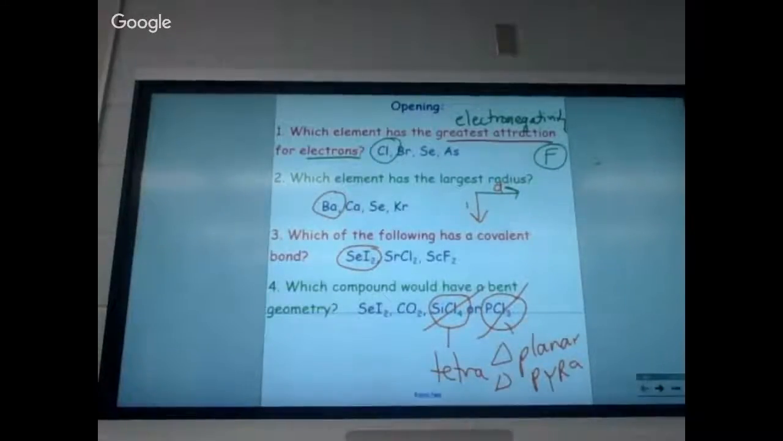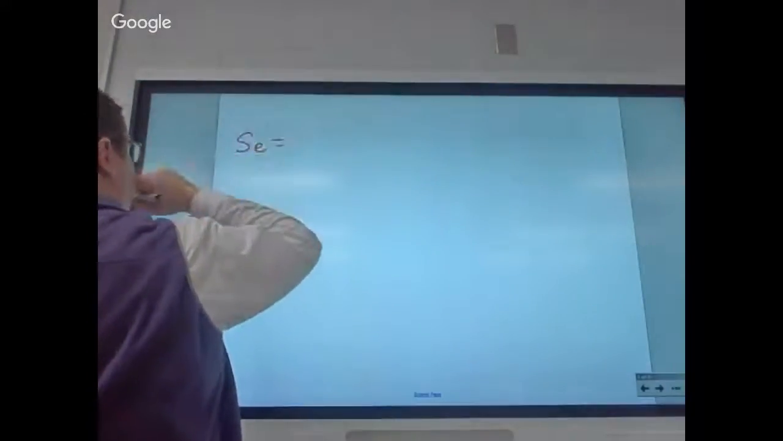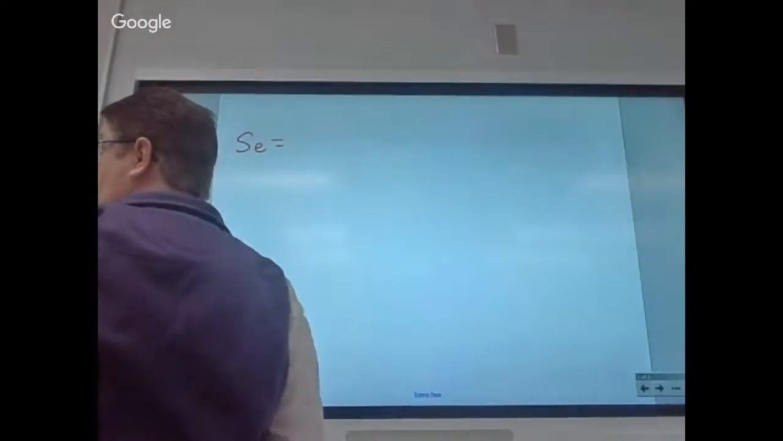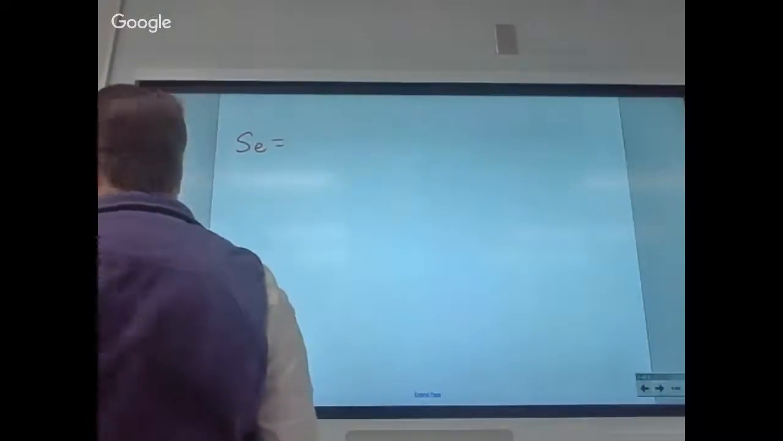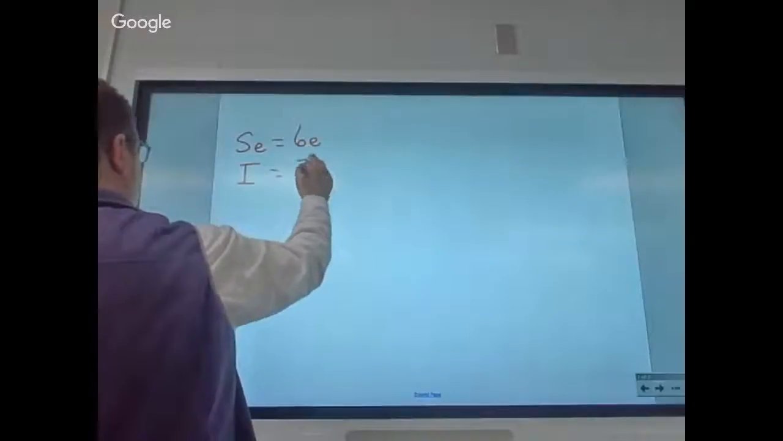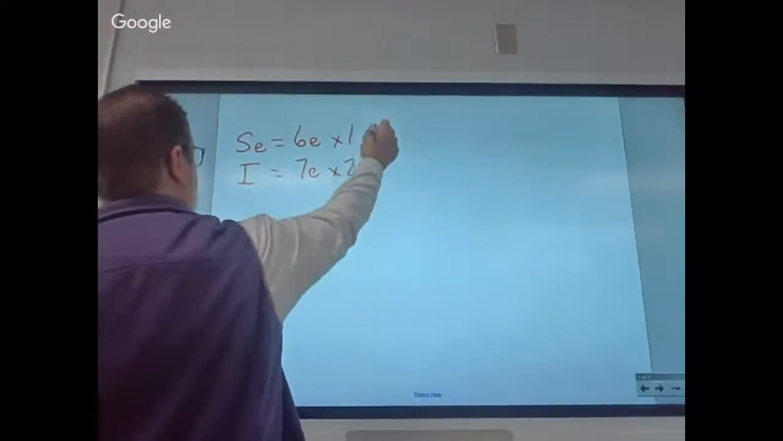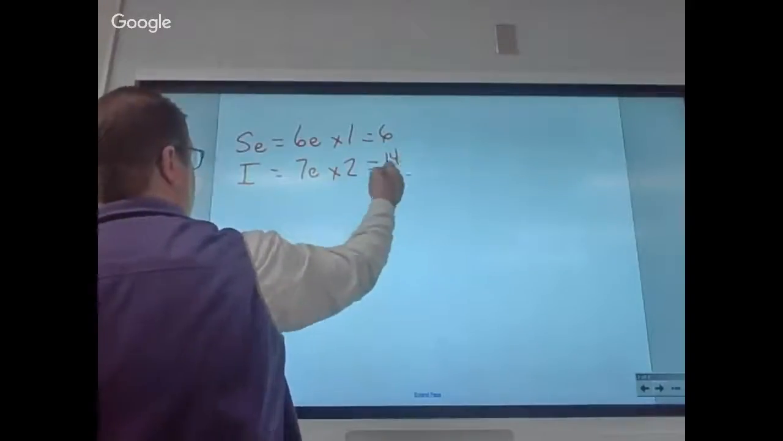The only way you can figure that out is to draw them. You have no other options but to draw these two. So, SeI2. How many electrons in Se's outer shell? It's in group 16, so it has 6. I is in group 17, so it has 7. Se has 1 atom, and I has 2: 6, 14, 20.